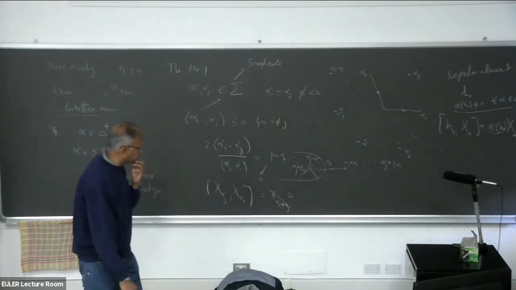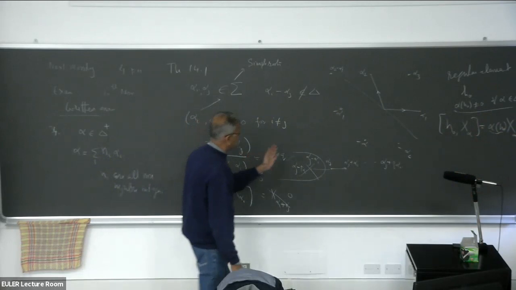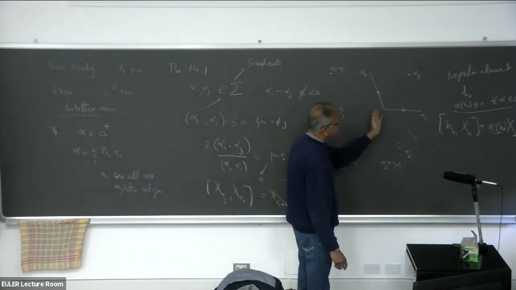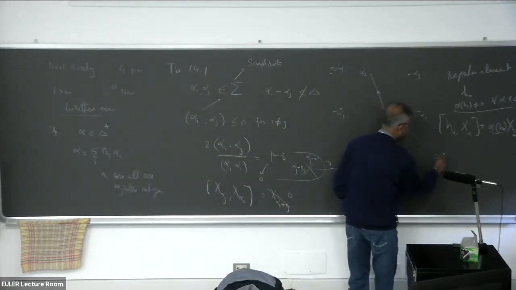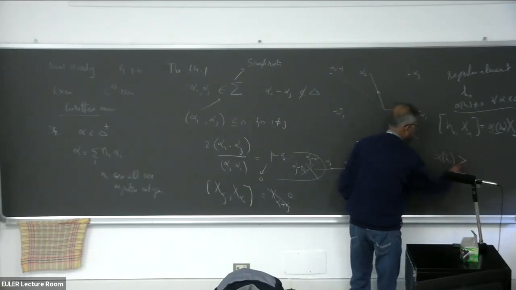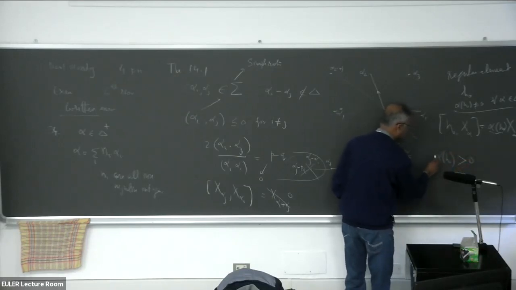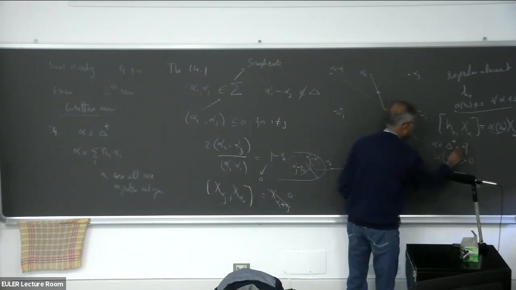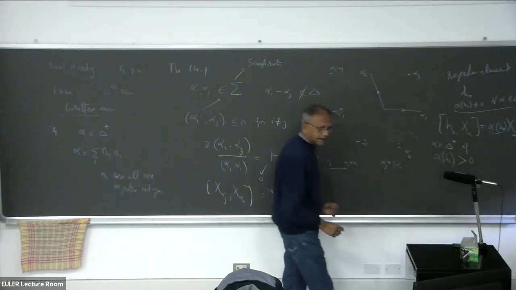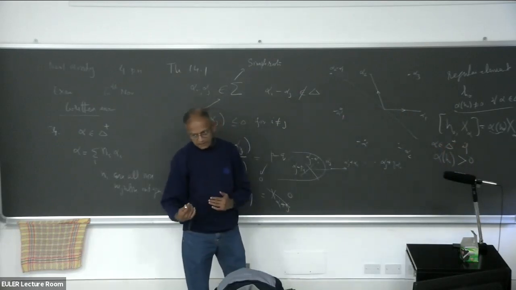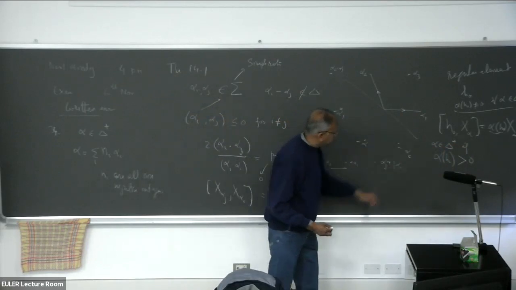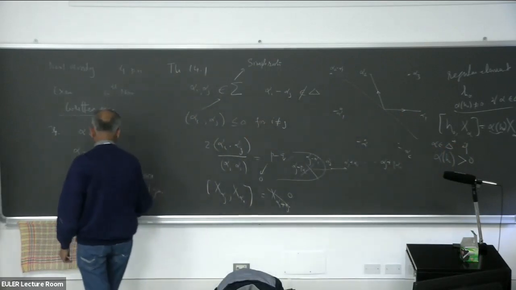But now if it's a regular element, how did we define the positive roots? We said all those alphas with alpha(H0) positive. So alpha belongs to delta plus if alpha(H0) is greater than 0, and if it's a negative root, it is negative. So that's one.